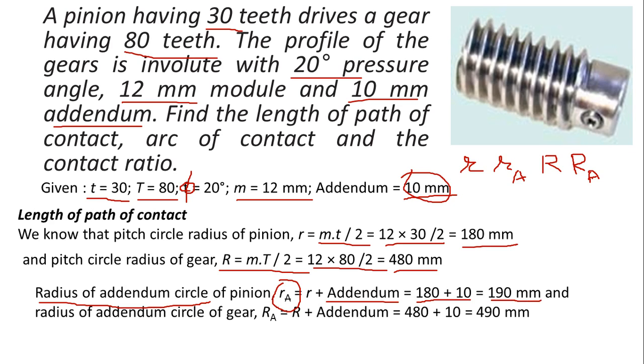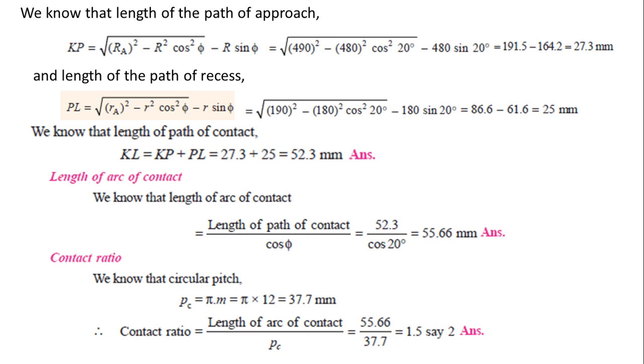Next, the radius of the addendum circle of the gear, same way, R plus addendum. The addendum is again 10 mm, and capital R is 480, so 480 plus 10, you get 490 mm. So you got all these four values. Next, you know the angle phi also. So substitute the values to get the path of contact.